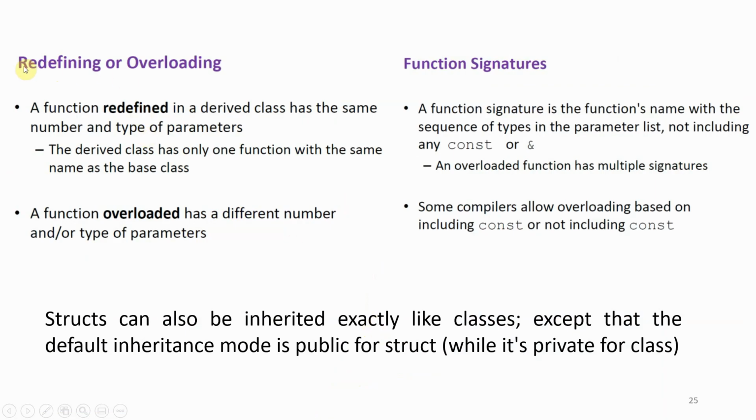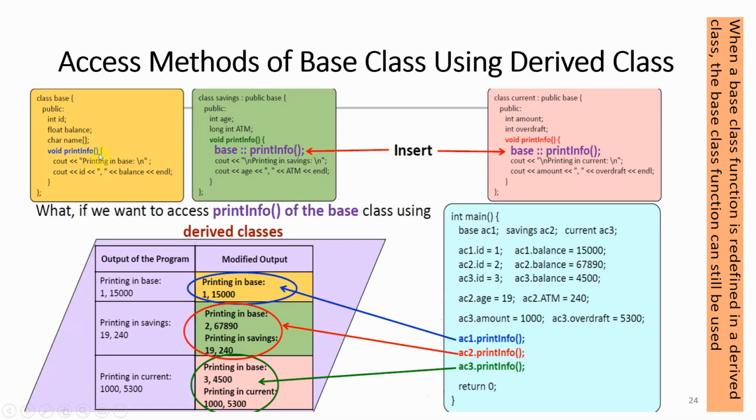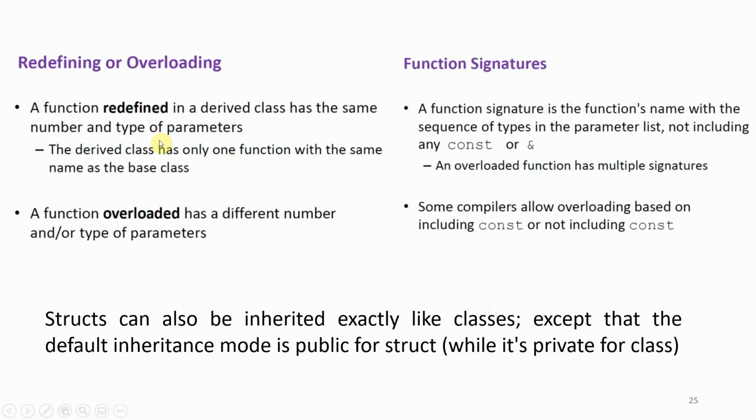So this is called redefining. In terms of terminology, redefining and overloading are two different terms. Overloading is when two functions have different signatures, either the number of parameters or their types are different. But here both of these functions have the same signature, so it's called redefining. We have redefined that function in the derived class.